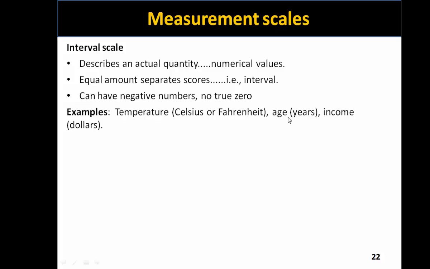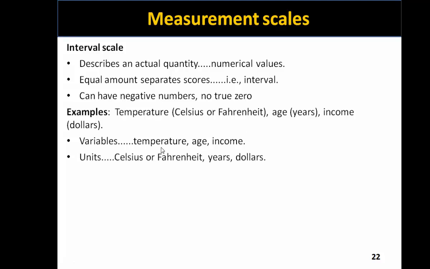Age, if quantified in years, where we have a difference between 3, 4, 5, 6 years of age, would fit the interval scale definition, as does income in terms of dollars. And so the variables in this situation we would define as temperature, age, and income, and then define the units of measurement, so Celsius or Fahrenheit, years, and dollars.